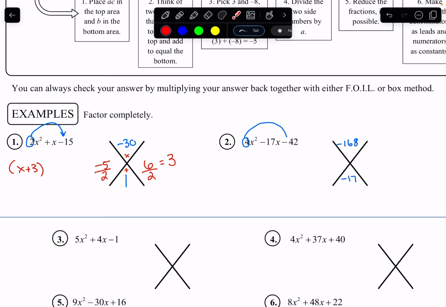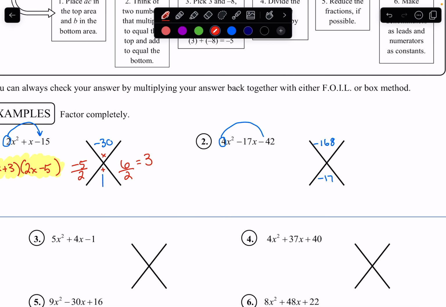What I do when I use those numbers is I put them in the parenthesis, but the 2 that's on the bottom is going to go in front of my x, and the number on the top is going to go after the x. So I'm using those 2 numbers, but in a slightly different place than I normally would. And this is my final answer. When I factor 2x squared plus x minus 15, I end up with x plus 3 multiplied by 2x minus 5. Okay, let's do another one.